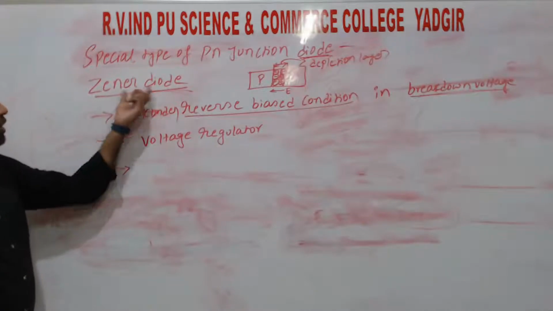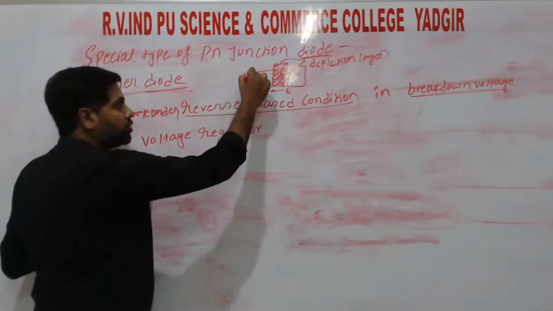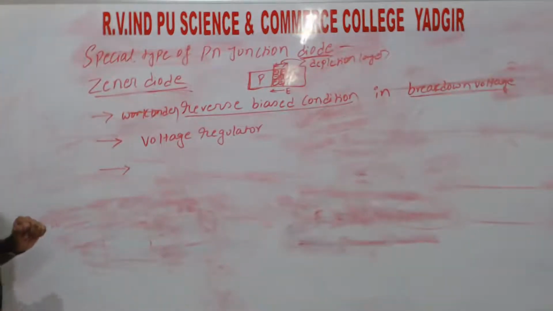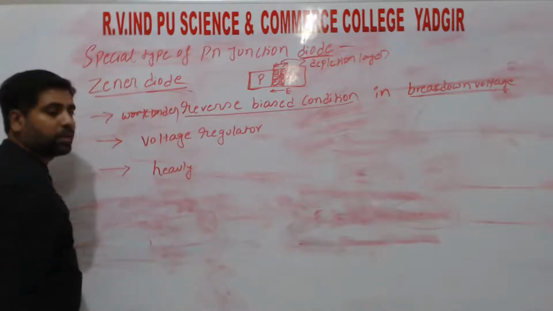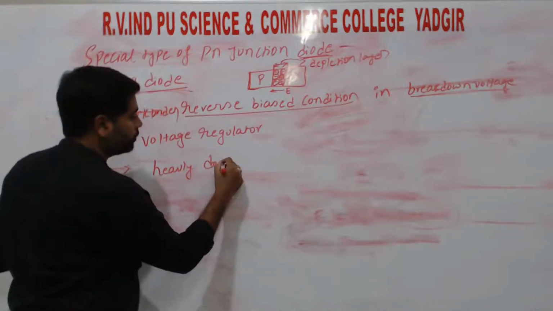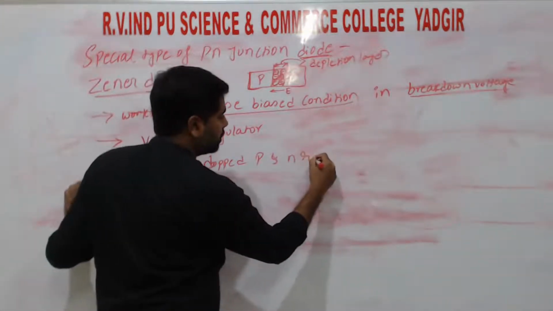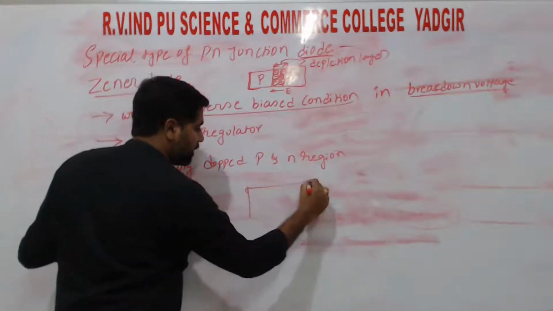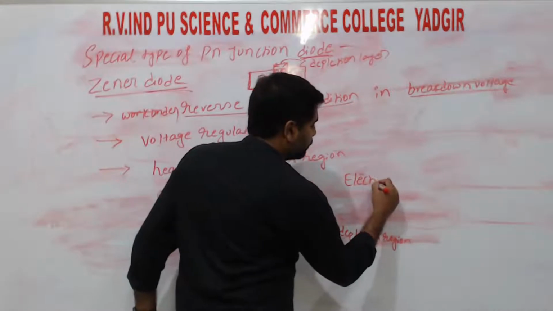So how is the Zener diode constructed? The Zener diode is constructed as a heavily doped PN junction. So doping is more, that is, heavily doped P and N regions. If we consider this one as the diode, right, the electric field is more.